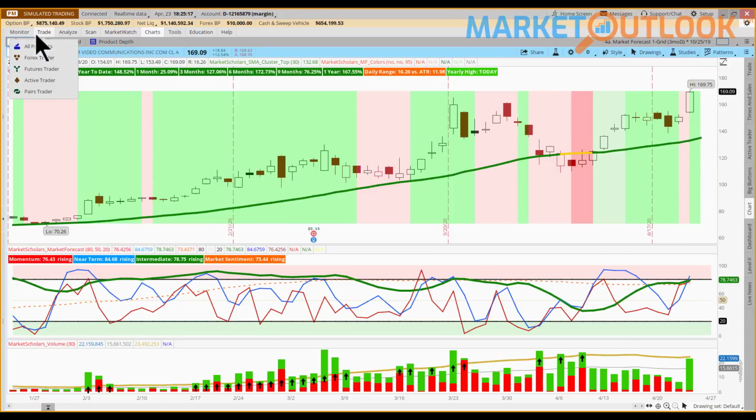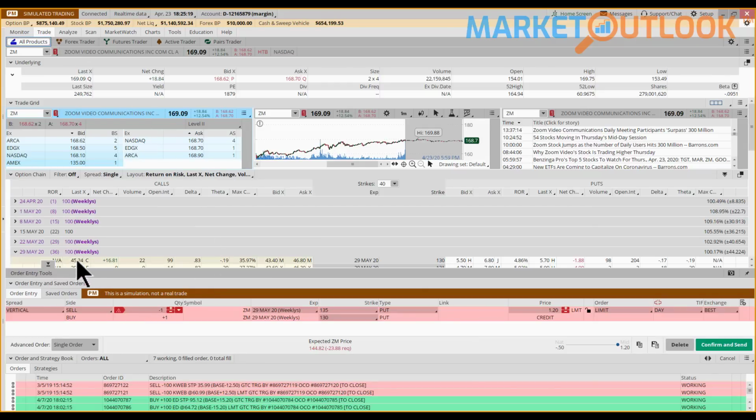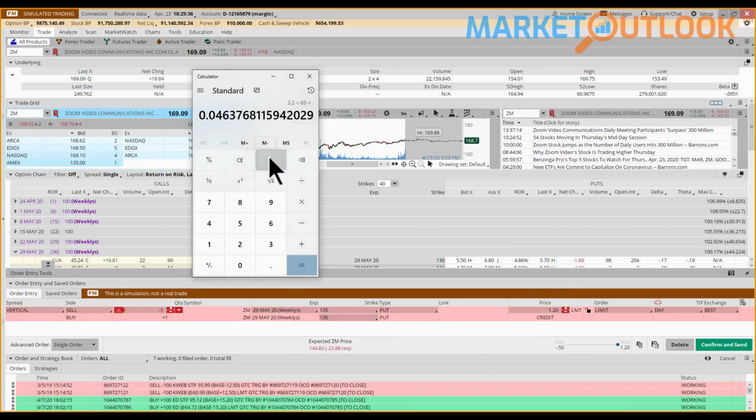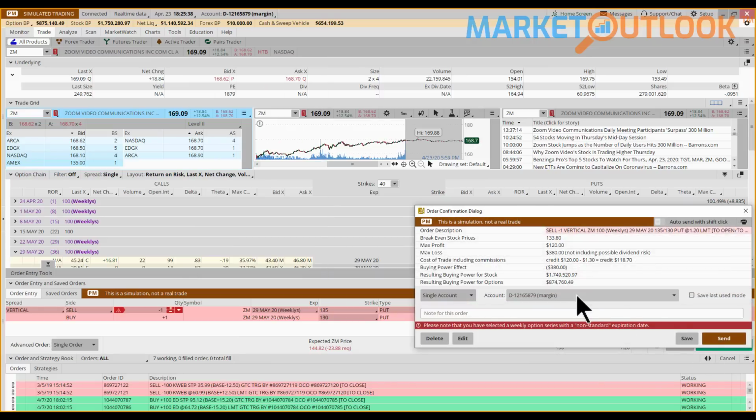And so if I was willing to go out to the May 29th contracts, those are the ones that expire in 36 days, I was able to set up a bull put spread where I sell the 135 puts, I buy the 130 puts, I receive a credit of $1.20 up front. And if you run the math there, let's clear that out and click confirm and send.